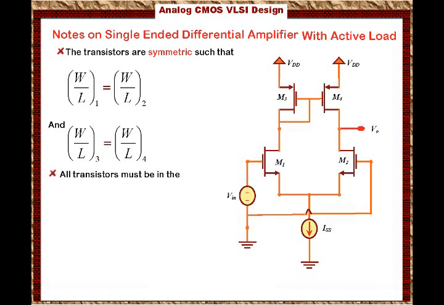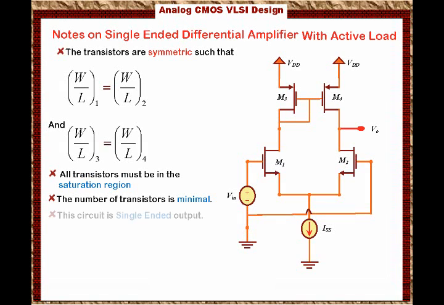Also, all transistors must be in the saturation region. They must be in the saturation region, otherwise, that's something we know. Whenever any of these transistors departs the saturation region, it's not an amplifier anymore. This circuit is important, as I said. The reason it is important is that the number of transistors is minimal while you still sustain a large gain.